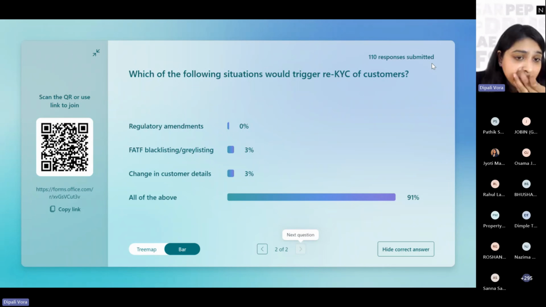Here the correct answer is again all of the above. In case there are any regulatory amendments, we still need to do KYC. If any of our customers' geographies have changed and that country is now on the blacklist or gray list, we still need to do re-KYC. And in case there are any changes in the customer details. So in all of the above situations, we are required to do re-KYC of our customers.